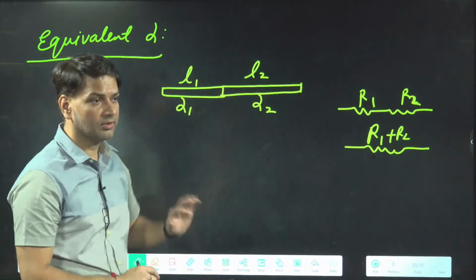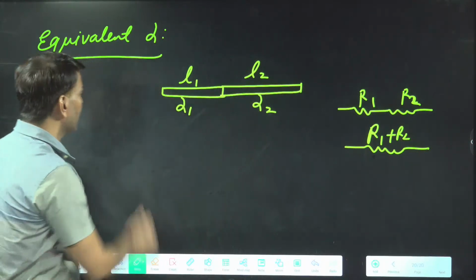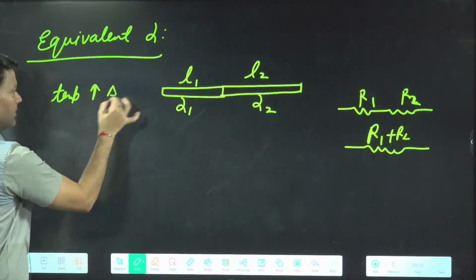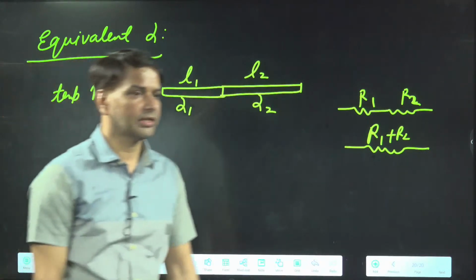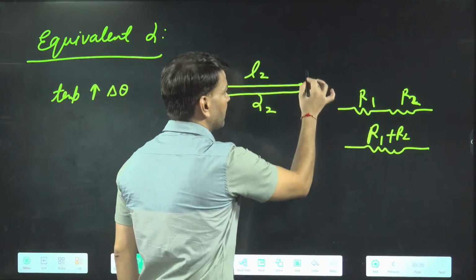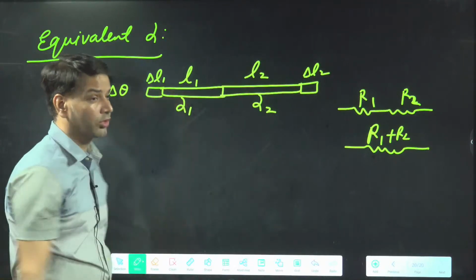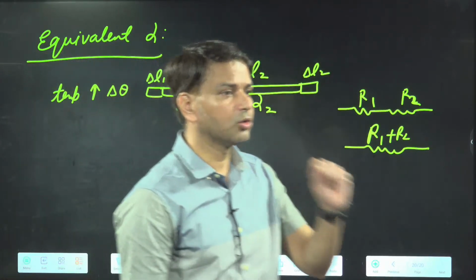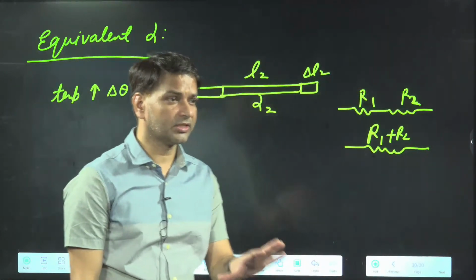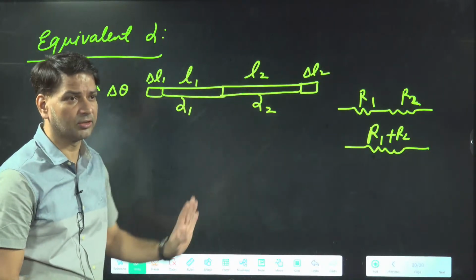So you have these two rods, a composite rod, lengths L1, L2, alpha 1, alpha 2, made of different materials. When I increase the temperature by delta theta, this will expand, and this will expand. Suppose one expanded by delta L1 and the other by delta L2. So what is the total expansion? Total expansion is delta L1 plus delta L2. Yes or no? Up to this it is okay. Both rods are expanding, so the total expansion is delta L1 plus delta L2.